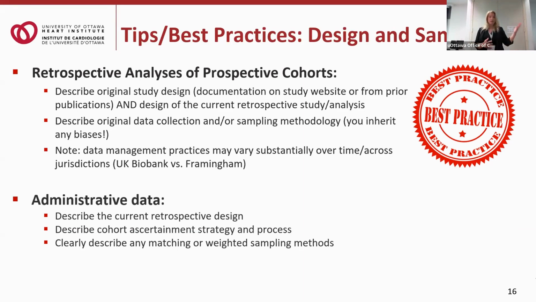So for example, the UK Biobank data is a very different system and way to engage individuals in the research process than in the States and some of the bigger cohorts there like Framingham. With respect to administrative data, design and sampling is a little less of an issue. So you would probably focus primarily on describing your current retrospective design. But again, you would want to highlight how exactly you ascertained your cohort and the process for that, and clearly describe any matching or weighted sampling methods.